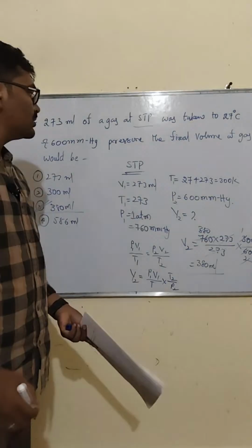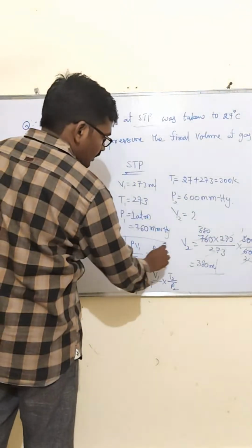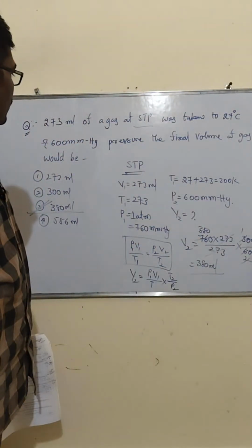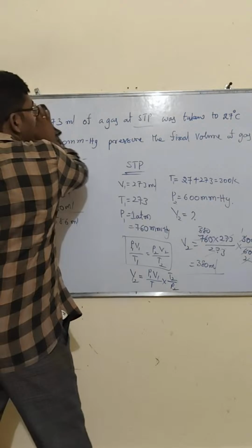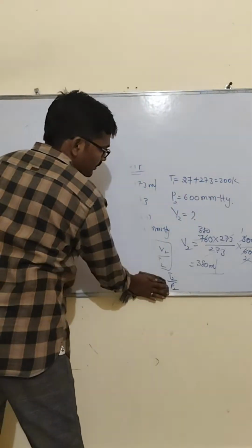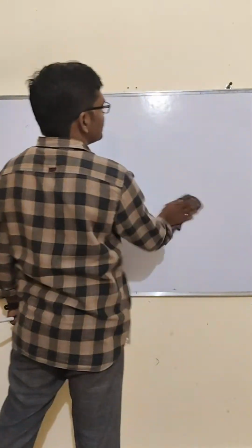Understand, my dear students? So what formula we have to use? P1 V1 divided by T1 equals P2 V2 divided by T2. That formula you have to use. So this is the second most expected question from it. They are given frequently in the grand test examination. So that is what we are discussing.